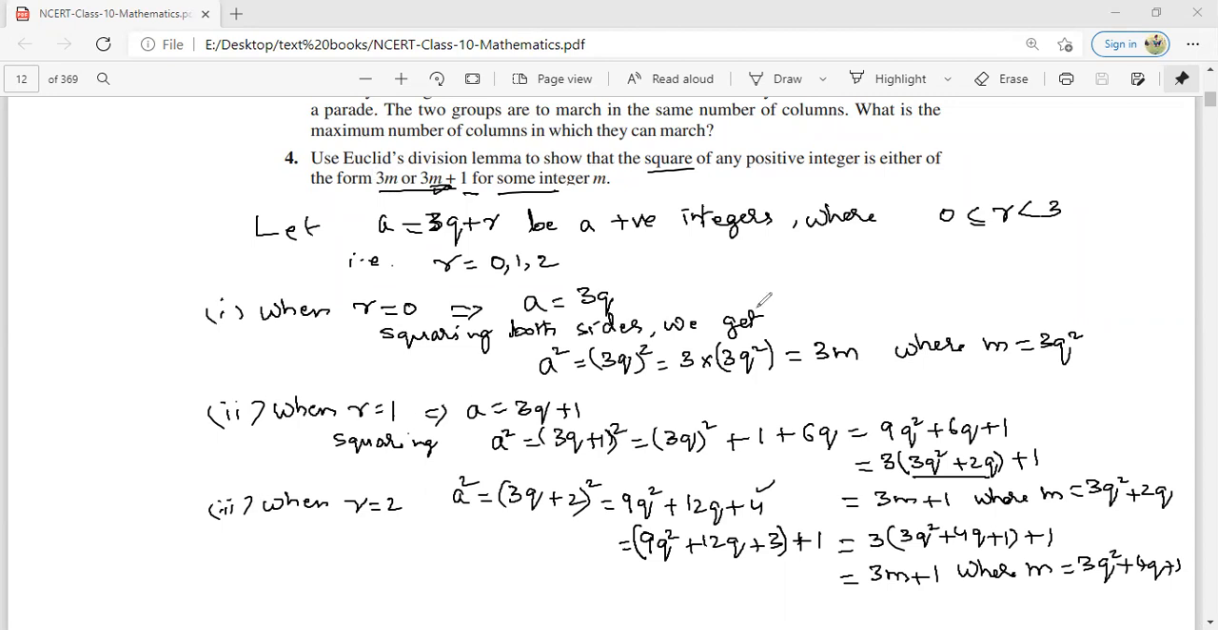Sir, it should be 3M plus 2, right? R is equal to 2. You wrote 3M plus 1.